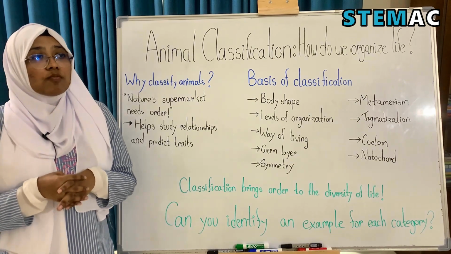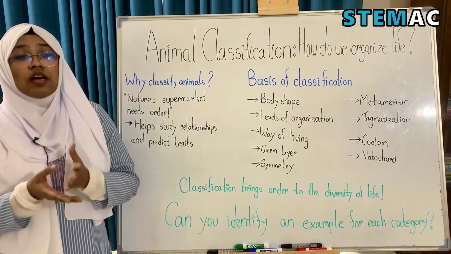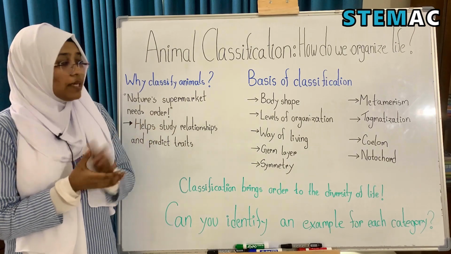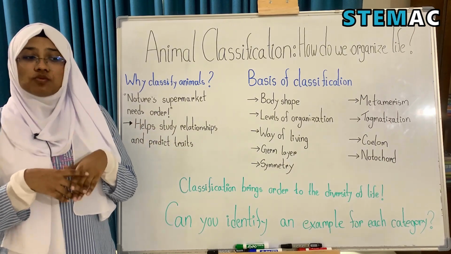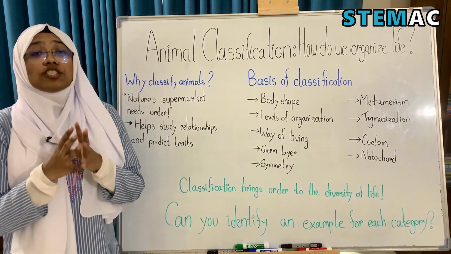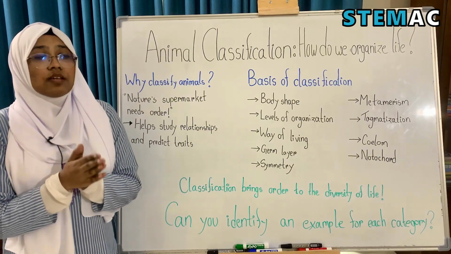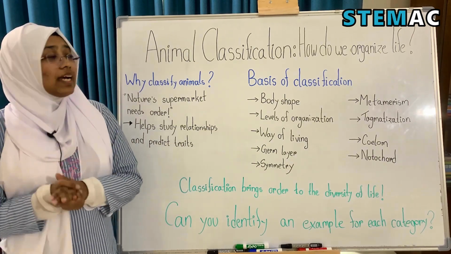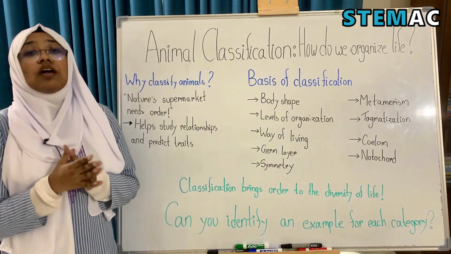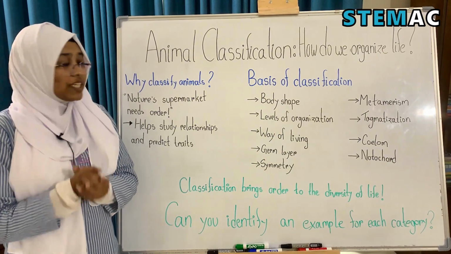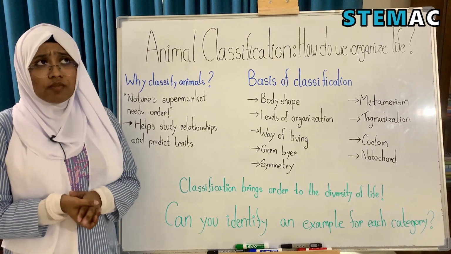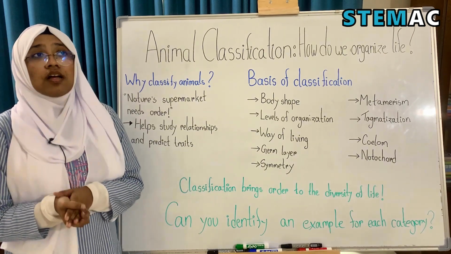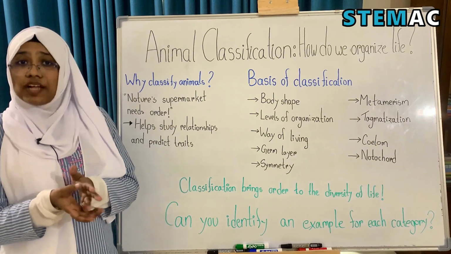Now, what are the bases of classification? Firstly, we can see body shape, right? Whenever you go to a place, what do you first look at? The people over there, right? How are they dressed or how they look? Just like that, scientists also first classify animals through their body shapes. It is the first impression. For example, there are cylindrical animals like hydra or flat animals like flatworms.